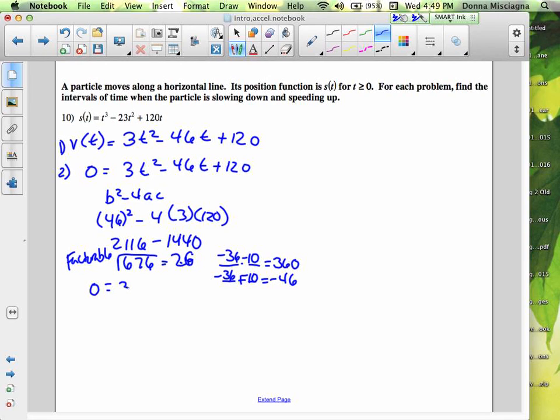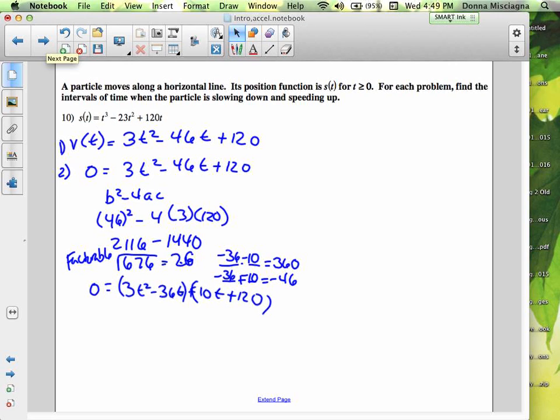So 0 equals 3t squared minus 36t plus, I'm going to put plus a negative 10t plus 120. The first two become a group, squeeze it in there. The second two become a group, and we'll pull out the common factor. Of course, it's all tied together. I can't even see the plus there. Well, you know what it is.